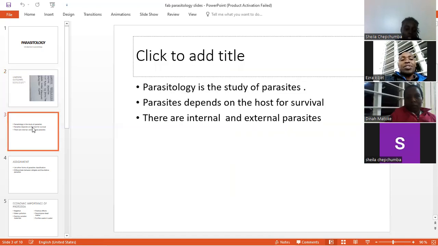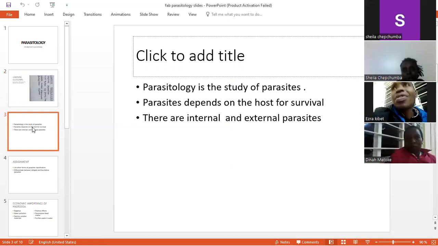The first one, we have the internal parasites and external parasites. The internal ones are those that live inside the host, for example, those that live in the intestines. While the external parasites live on the external surface of an organism.